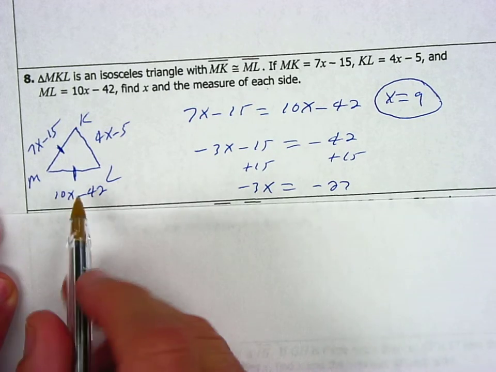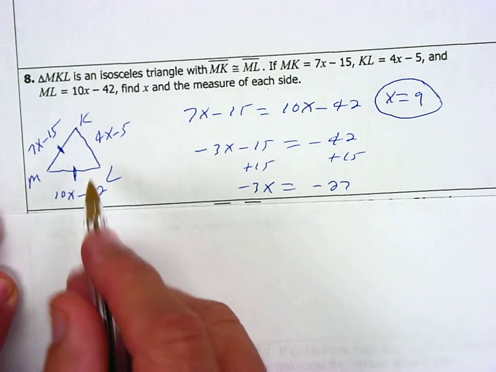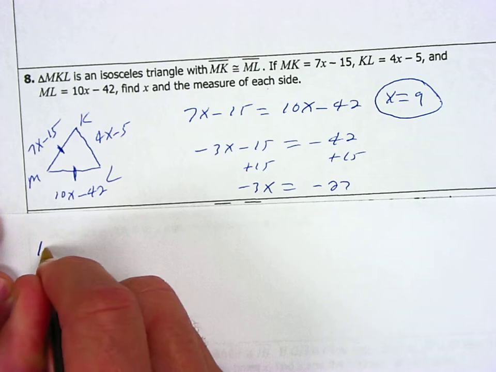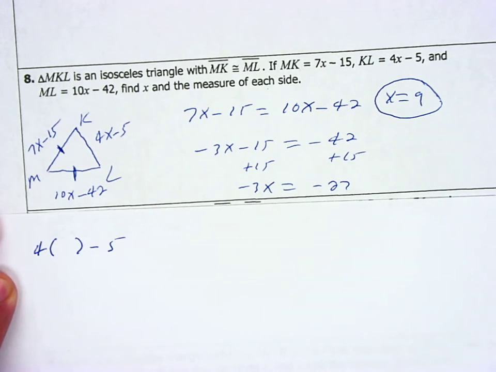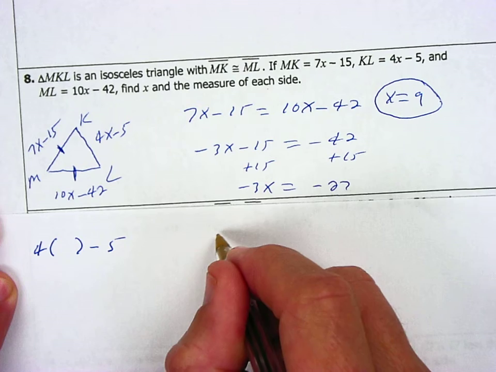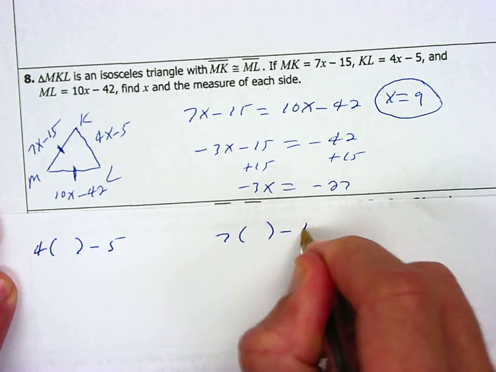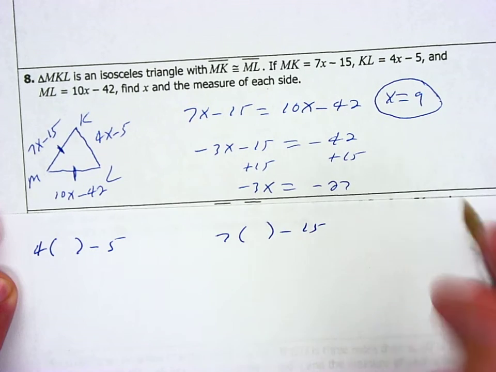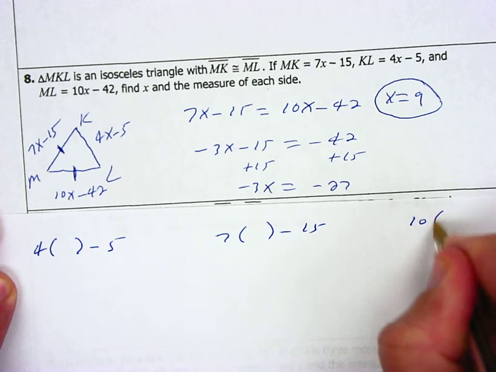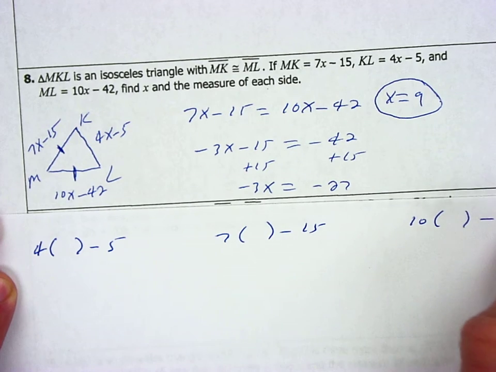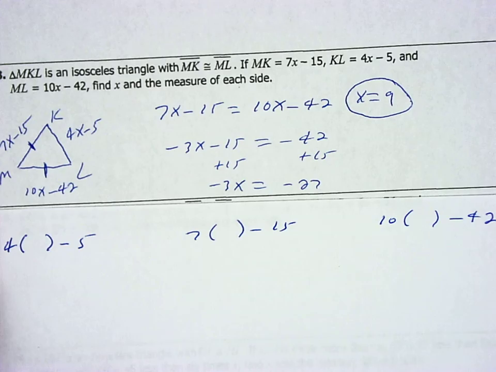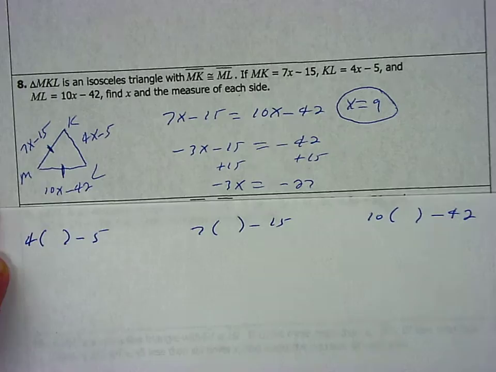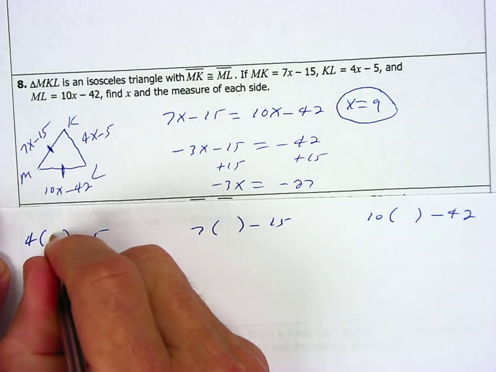I'm going to start with 4x minus 5. So 4 times your answer minus 5 is one of them. 7 times your answer minus 15 is the second one. And then 10 times your answer minus 42 is your third one. Let's plug in your 9.